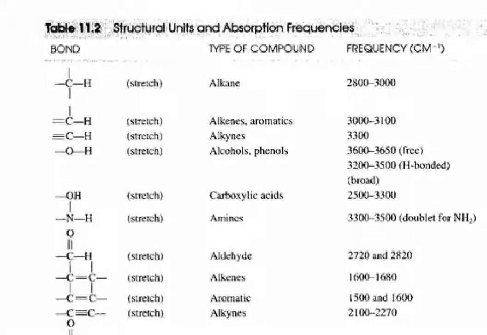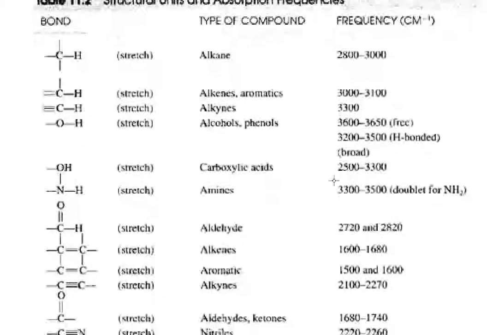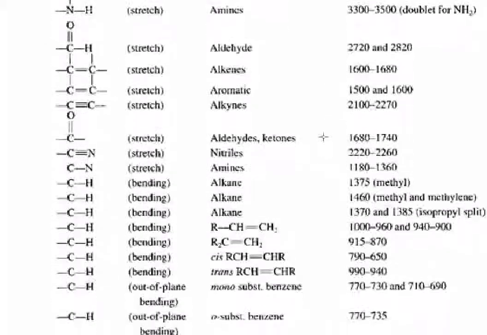Let's examine the table that's included in your PowerPoint slides handout, IR Spectroscopy. The title is Structural Units and Absorption Frequencies. This table lists the average frequencies in wave numbers for commonly encountered bonds in organic compounds. The listing gives the highest frequencies at the top, with frequency values decreasing from top to bottom.